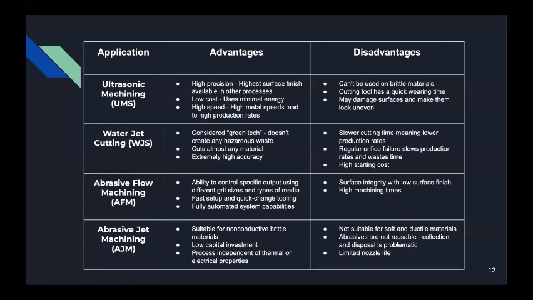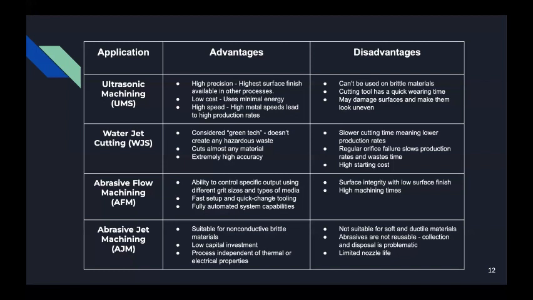In terms of abrasive flow machining, some of the advantages are that it has the ability to control specific output using different grit sizes and types of media. It also has a quick setup and quick change tooling and fully automated system capabilities. Some of the disadvantages are that it has poor surface integrity with low surface finish and high machining times.